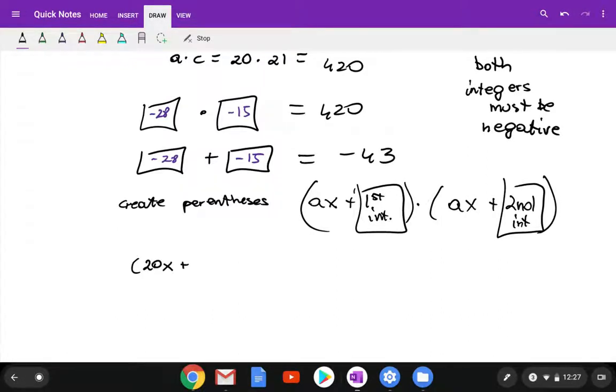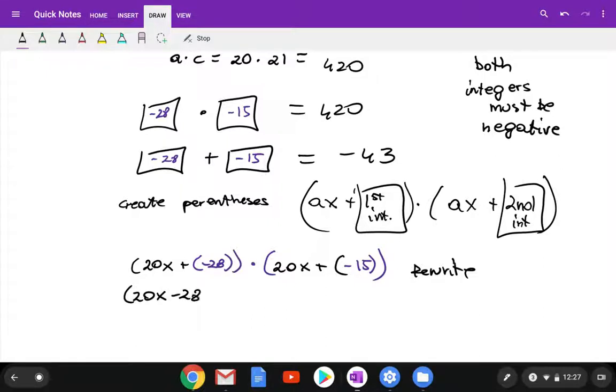So we have 20x plus negative 28 times 20x plus negative 15. And all the time when you have plus and minus, you always rewrite that as minus. 20x minus 28 times 20x minus 15. So again, this is not the final answer.